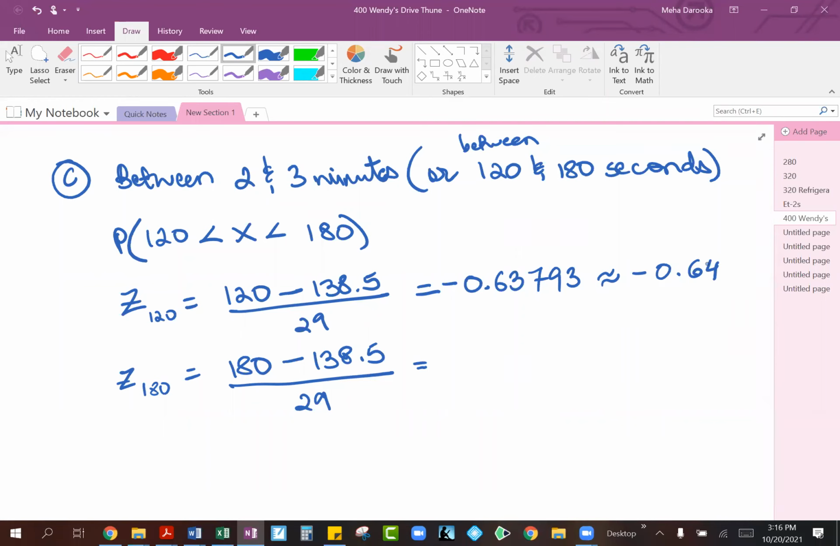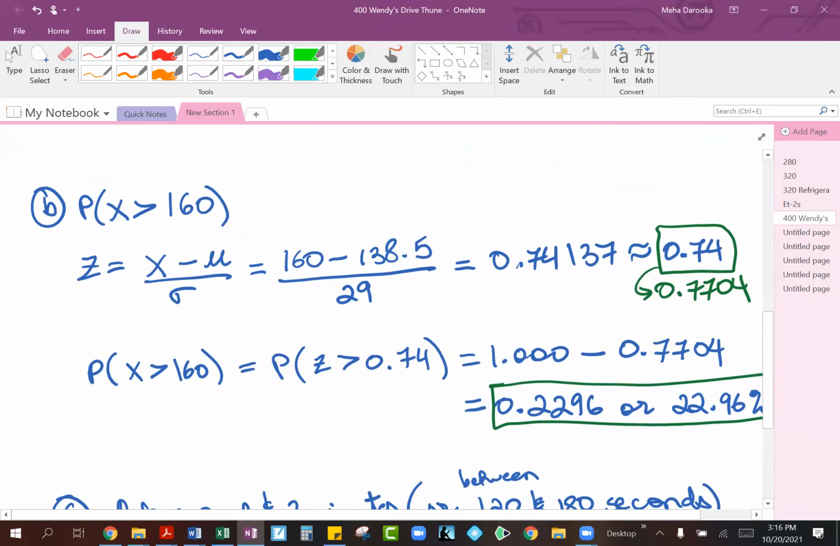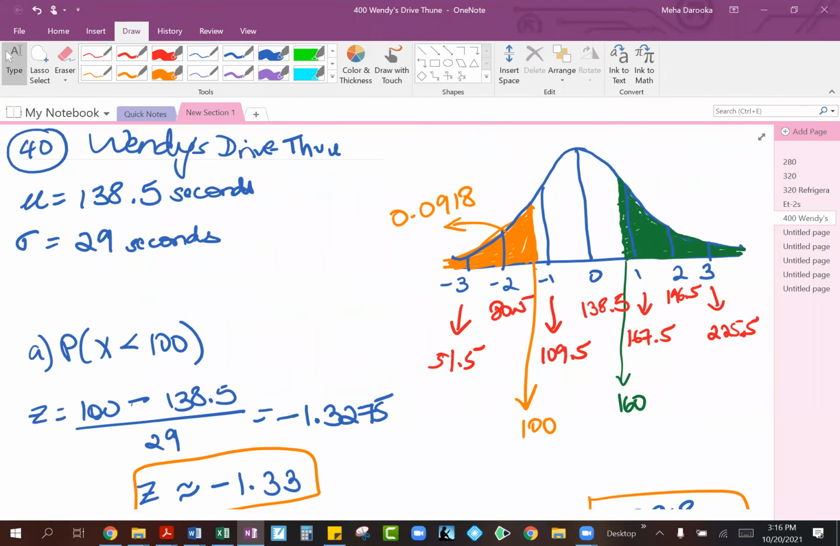180, of course, is larger than 138.5. So this guy will, of course, give you a positive z-score. So again, your raw answer is 1.43103. So since you have a 1 after the 3, that will not change our value, and we end up with 1.43.